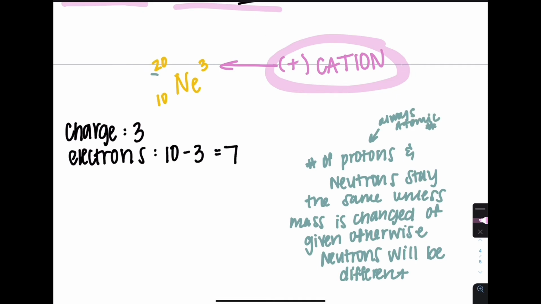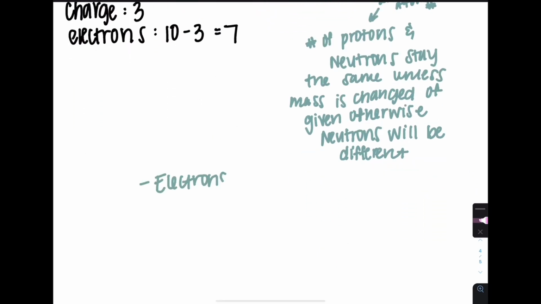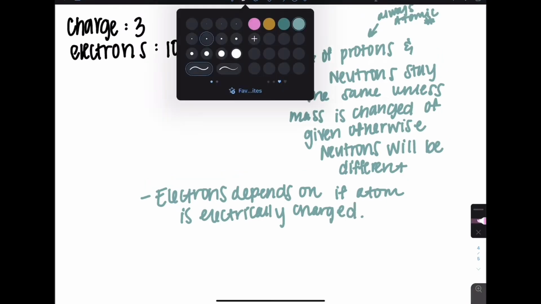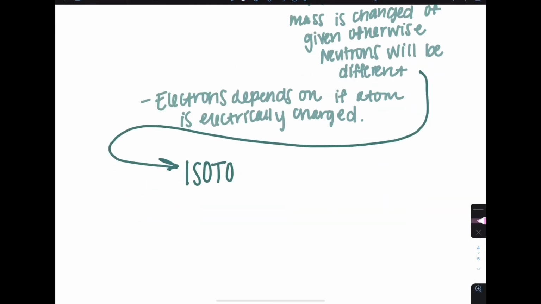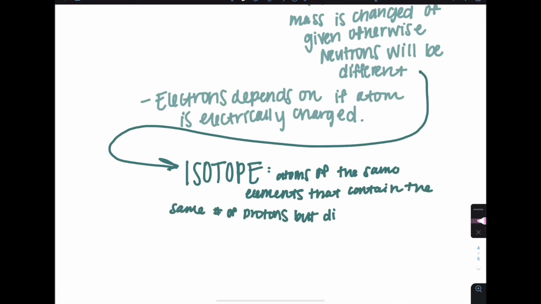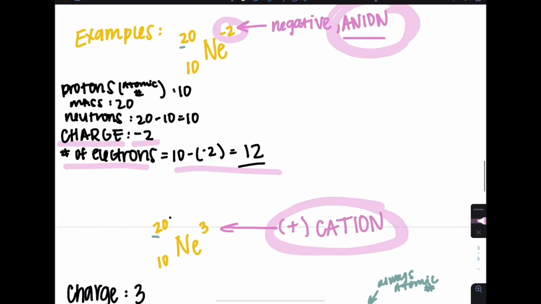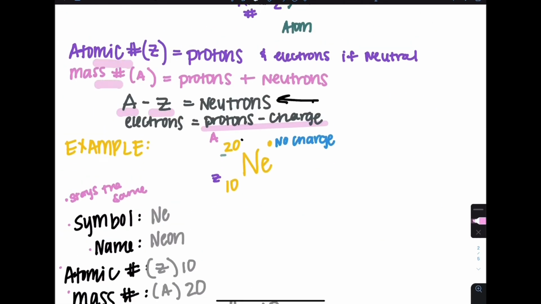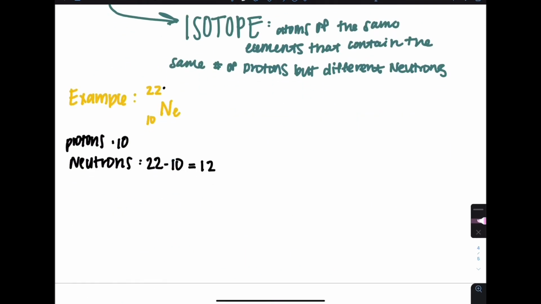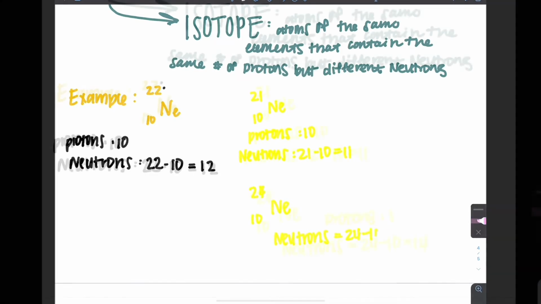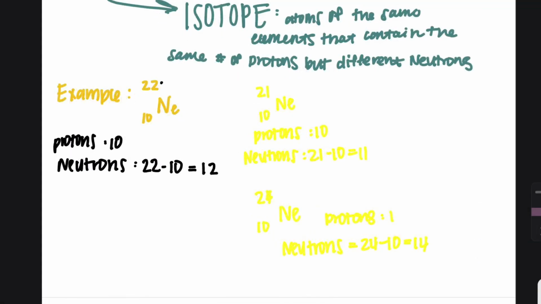And now we're going to look into some isotopes. The electrons just depend on if it's electrically charged or not. An isotope is an atom of the same element that contains the same number of protons but a different number of neutrons. Now let's look at some examples of those. Still using neon, just changing the mass. We're just going to stick with the same number of protons to find neutrons. Like I said, you can subtract the protons from the mass. And here we go: 22 minus 10 is going to be 12. Then doing one with a mass of 21, and one with a mass of 24.